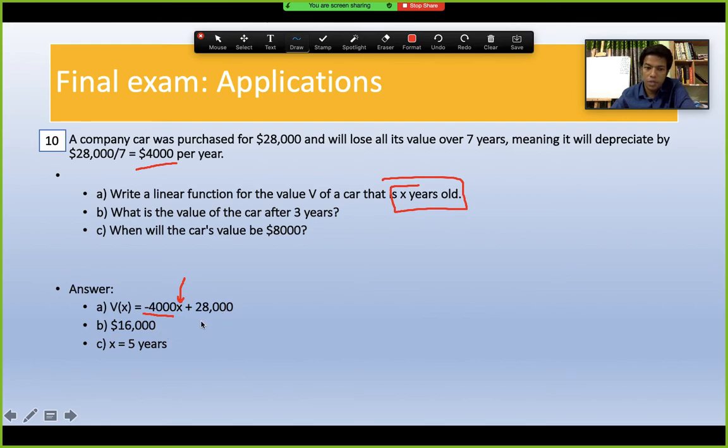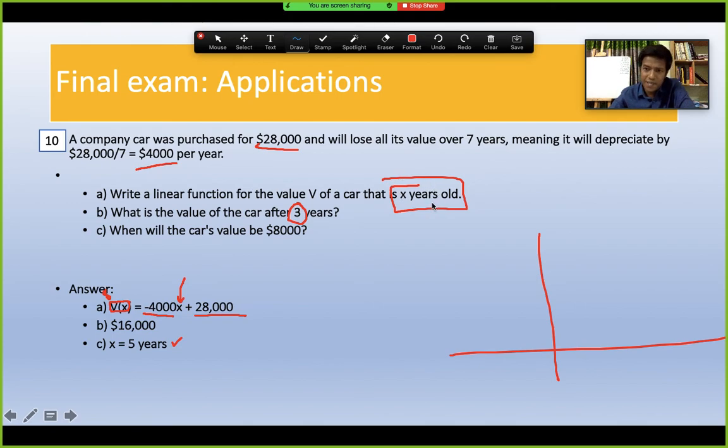If you are wondering where this 28,000 came from, it is the starting value, because the y-intercept is always the starting value. And 16,000 comes from where? If you put 3 for x, you get 16,000. And when will the car's value be 8,000? Now we write the car's value on this side as 8,000 and find x, and x comes out to be 5 years.